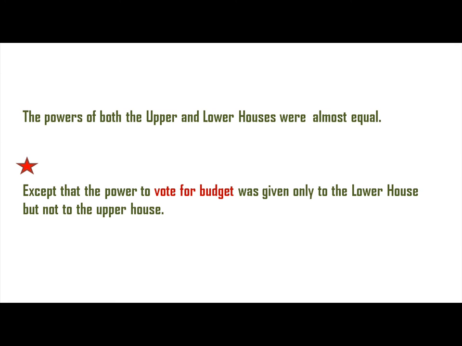Today, you all know that the budget is discussed in the Lok Sabha but not in the Rajya Sabha. The responsibility of voting on the budget is given to the Lok Sabha but not to the Rajya Sabha. Even at that time, the same thing: the vote on budget or vote of supply was for the lower house but not for the upper house. Other than that, almost all the powers of the upper house and the lower house are equal.